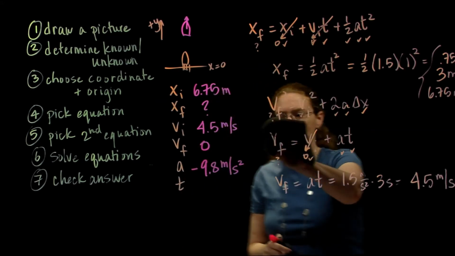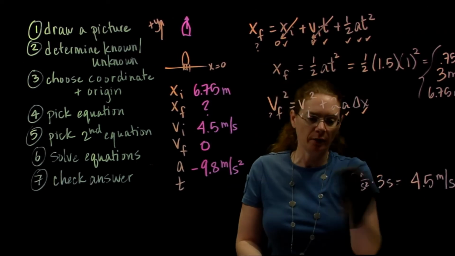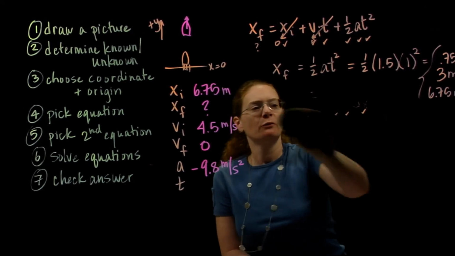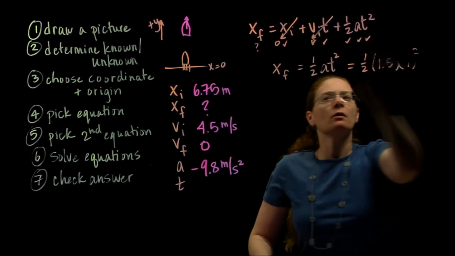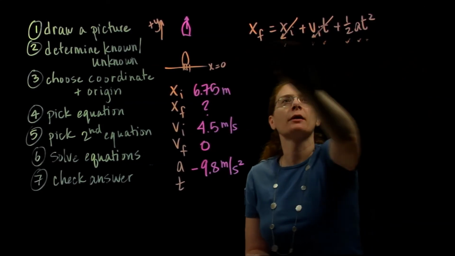All right, so we have our knowns, we have our unknowns. I'm still using the same coordinate system and picture, more or less. We need to find an equation that'll give me what I want. Okay, so I want to know x final. Well, look at that. There's my x final equation right there.